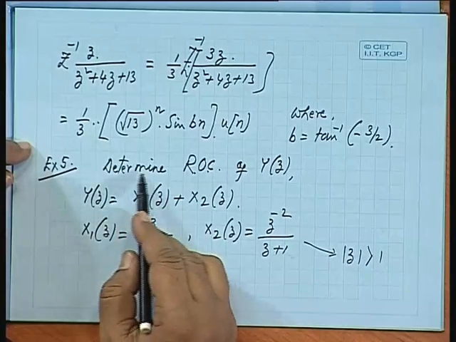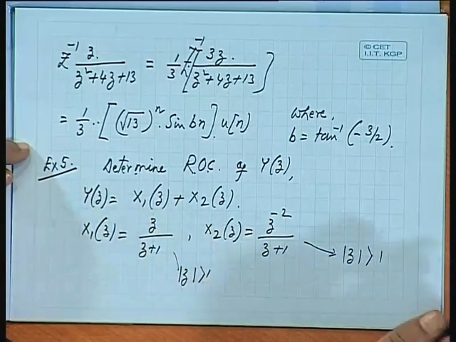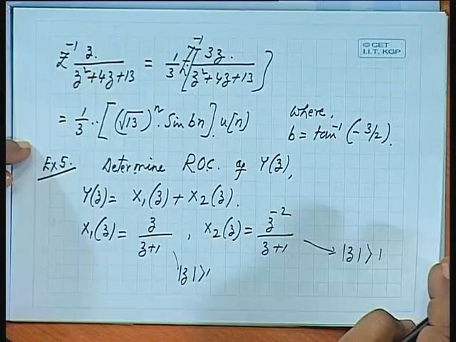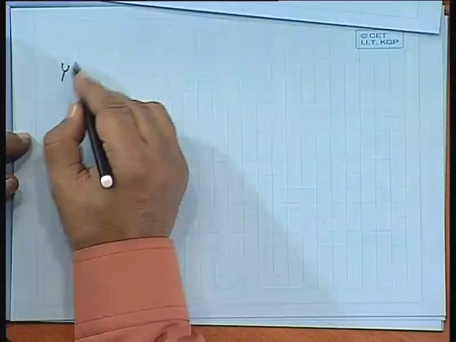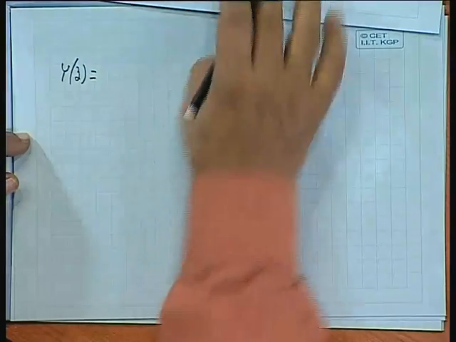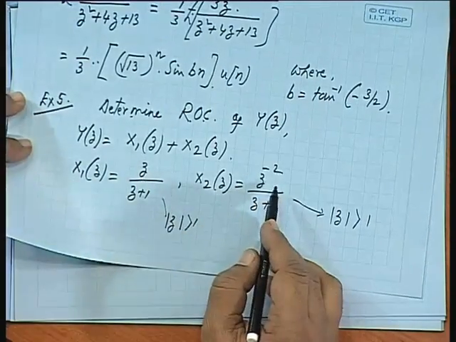What will be the ROC for this function? The function converges for this part outside the unit circle. For this part also it is outside the unit circle. So, the total sum will have a region of convergence normally. Let us see. Okay. So, add them together, what do you get? Y(z) is z plus z to the power minus 2 by z plus 1. Okay.